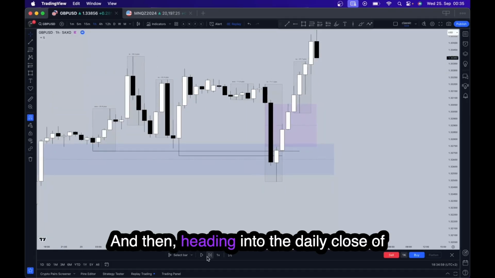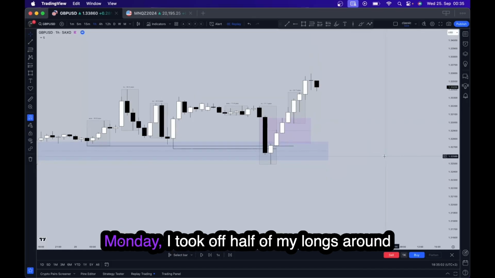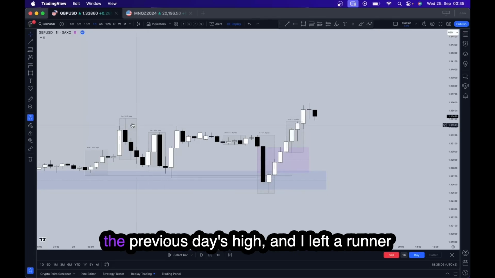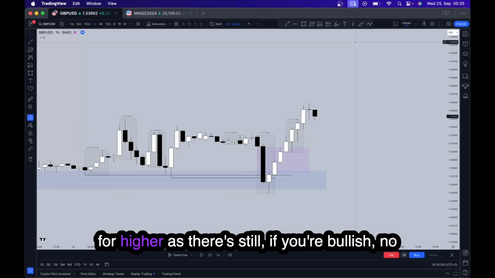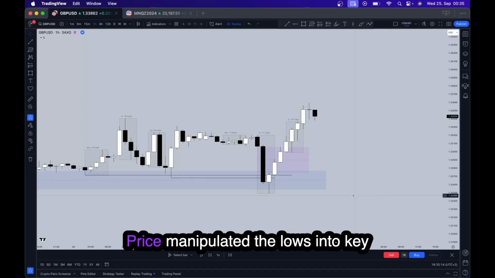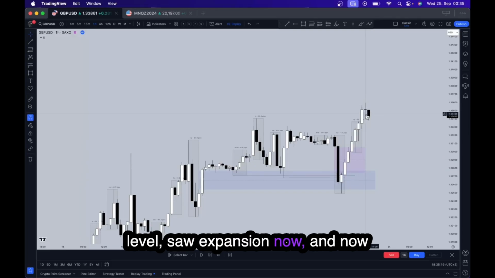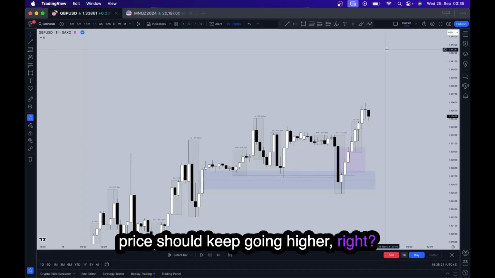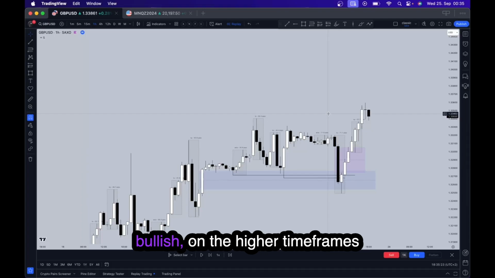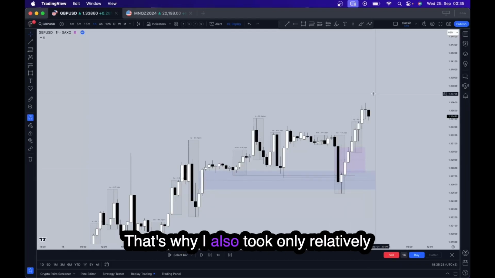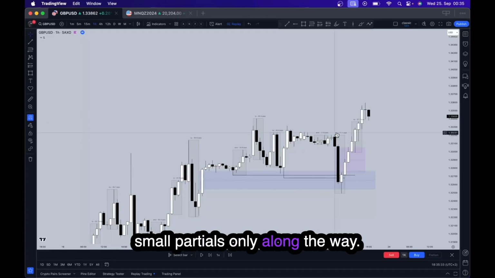And then heading to the daily close of Monday, I took off half of my longs around the previous day's high, and I left the run for higher, as there's still, if we're bullish, no reason now for price to go back lower, right? Price manipulated the lows into a key level, saw expansion, and now price should keep going higher, right? There's no reason for price, if you're bullish on the higher time frames, to now go back to my entry, right? That's why I also took only relatively small partials along the way.